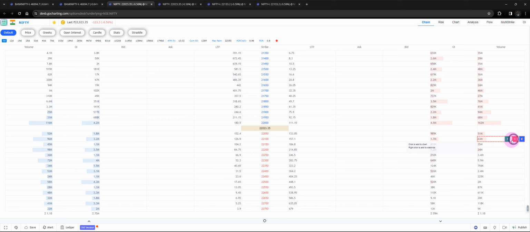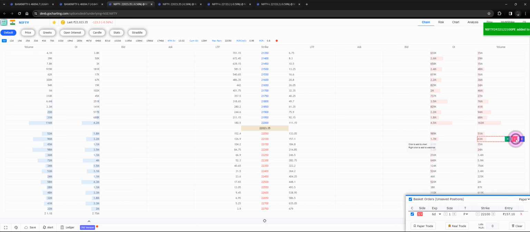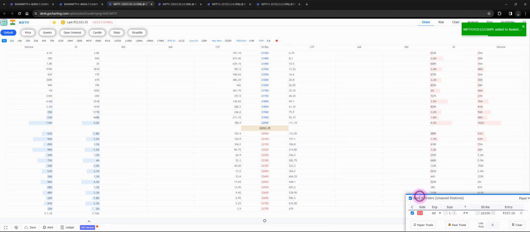I'm targeting 100 points, and if my premium itself is not even 100, it's no use. That is why I go a little in the money, or 2 strikes in the money. You can decide. I generally prefer the 22,214 or 15 side. I don't prefer the 50 strikes, but these are the 2 strikes I prefer. So let's say I'm targeting 22,150, that is a 157 premium, and this is the sell that I've added.